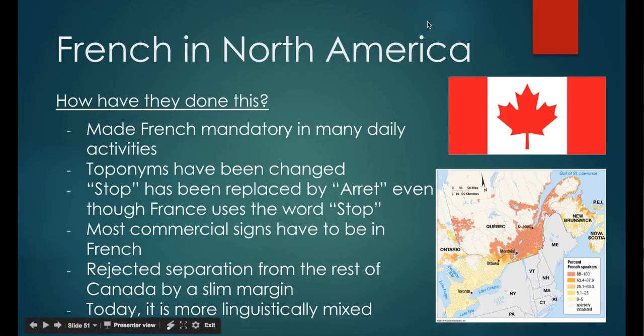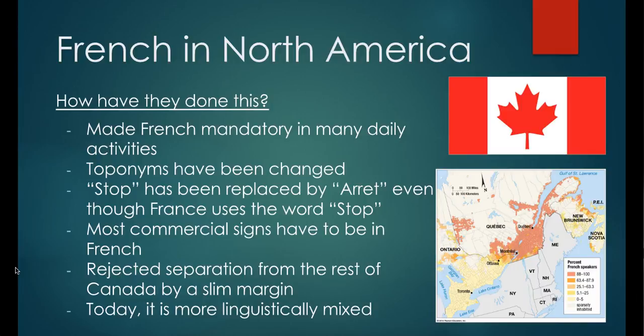So how have they done this? How have they preserved French here? A couple of reasons we might want to know. They made French mandatory in many daily activities. So you have to speak French when doing this, this, and this. Toponyms have been changed, so it might have been an old English city or a park that has a certain toponym. Now they've changed it and made it into a different French word, or it might just be the French variation of that word.